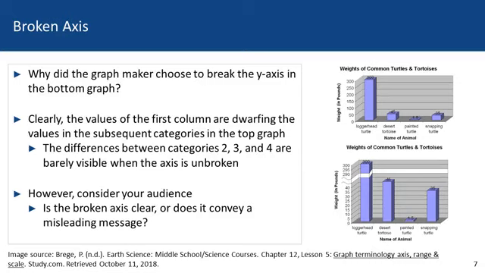However, consider your audience. Is the broken axis clear, or does it convey a misleading message? For example, in the bottom graph, it is much easier to see the differences between the bars for the desert tortoise, painted turtle, and snapping turtle. However, an individual that does not fully understand the broken axis might think that the difference between the loggerhead turtle and the desert tortoise is actually not that much.